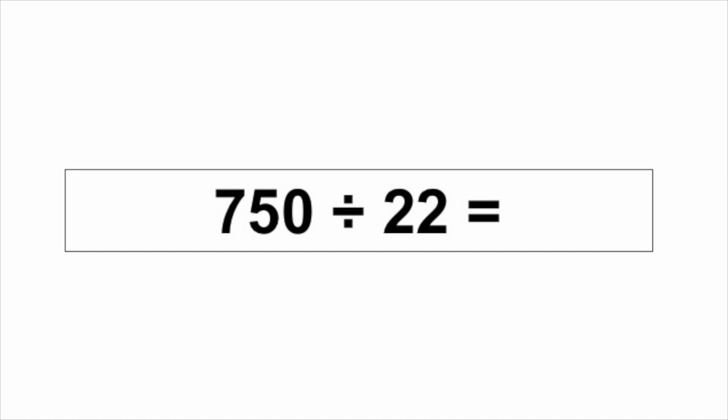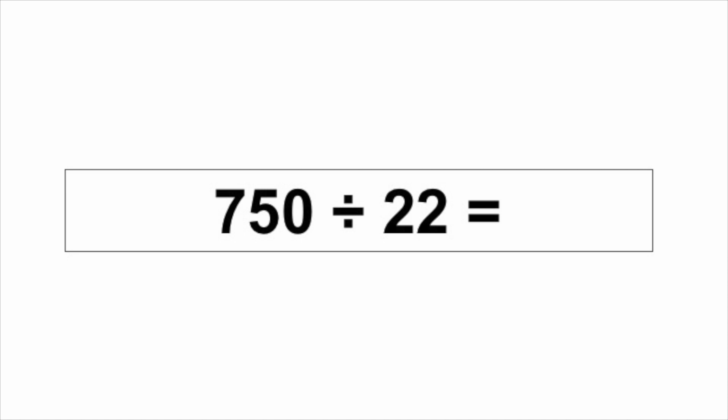If you want to check that, you can do 22 plus 22 equals 44. And then add another 22, 66. If we try to add another fourth 22, it will be too big. So 22 will go into 75 3 times.